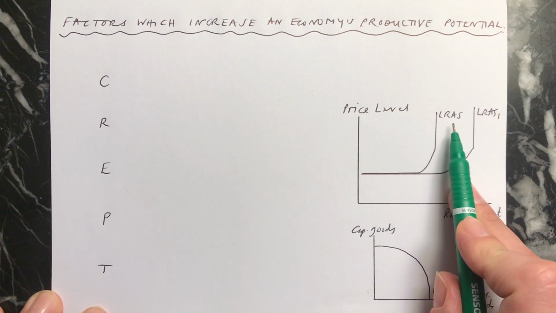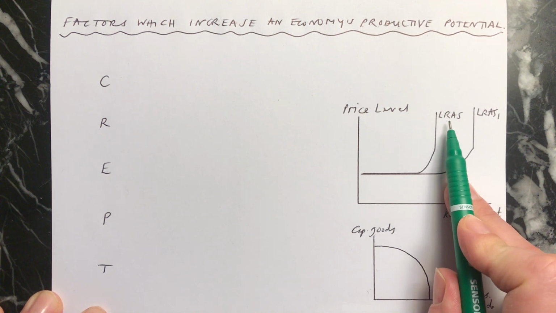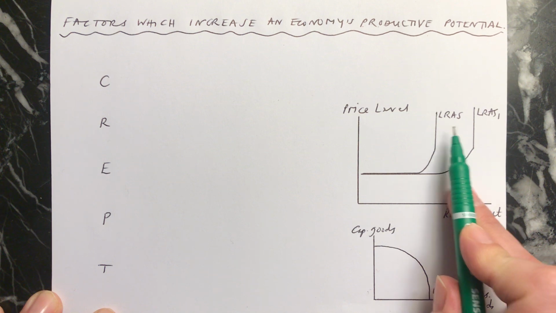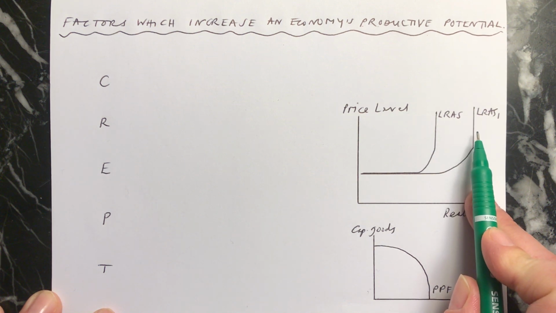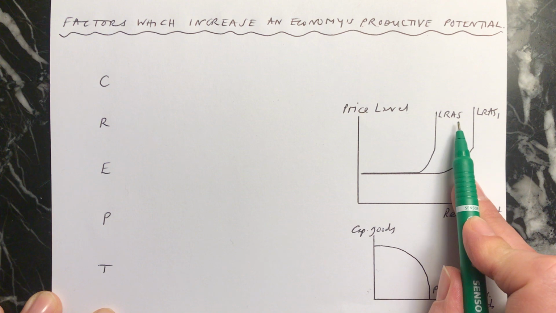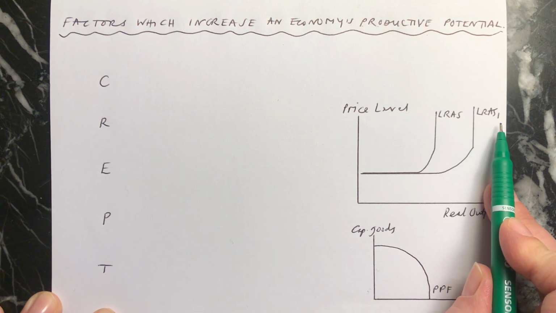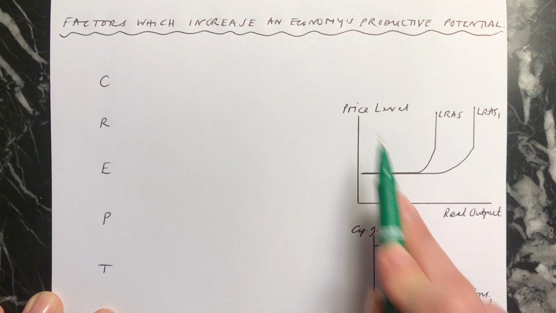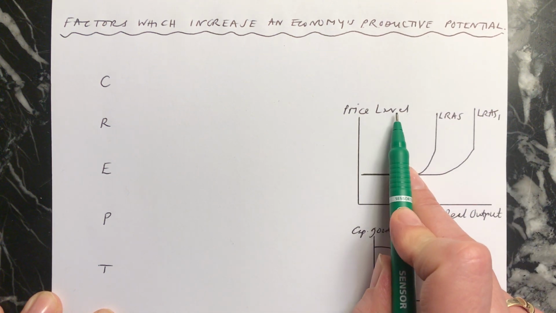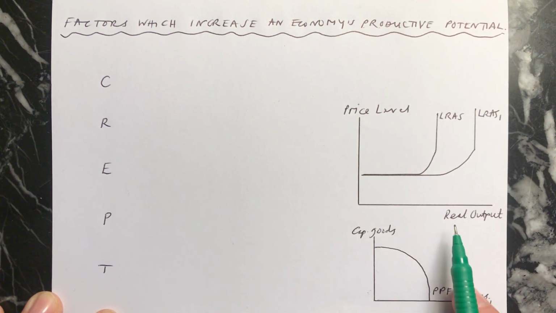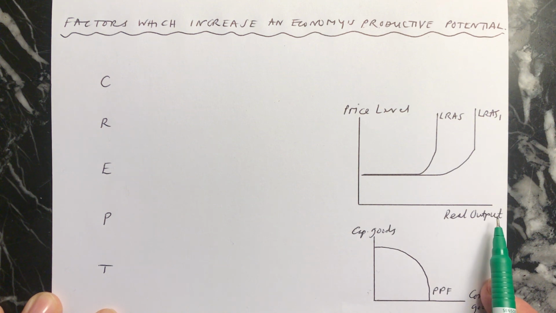Your aggregate supply curve, long run aggregate supply curve, will shift to the right when you have an increase in your productive potential. This shows that you're capable of producing more. It goes from LRAS to LRAS 1 like this. Remember, for theme 2, we've got two labels on each axis: price level, 2 words, and real output.